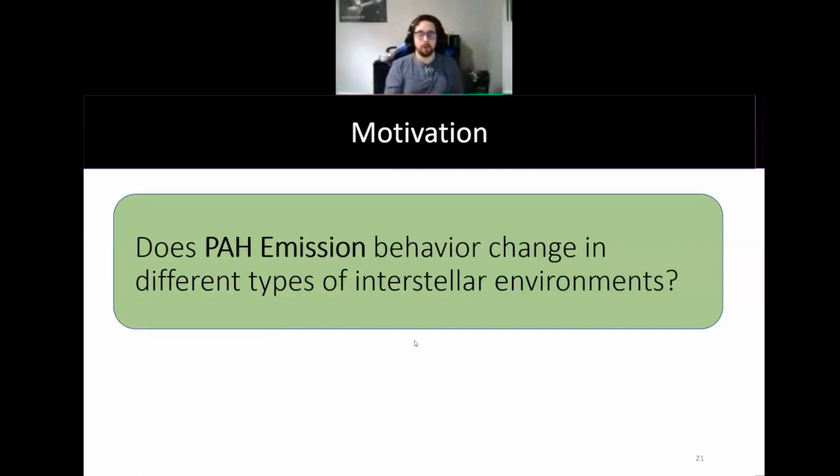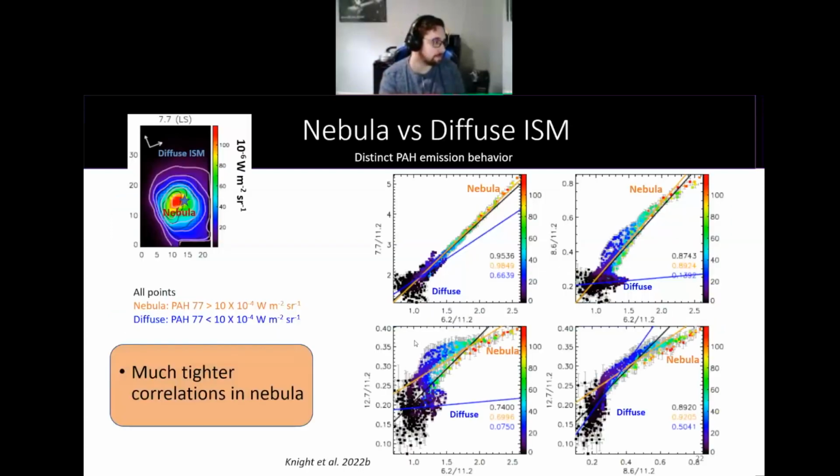So as I mentioned earlier, we want to look at how PAH emission changes with respect to different interstellar environments. Within our IRS aperture, we have two different interstellar environments. We have the diffuse ISM of low radiation field strength and low gas density, and we have a more highly irradiated nebula. Here I show some significant correlations between PAH emission bands, and we color code them by the 7.7 band. If we look at correlations within the nebula, we find that they're much more tightly correlated in comparison to the diffuse ISM surrounding the nebula.